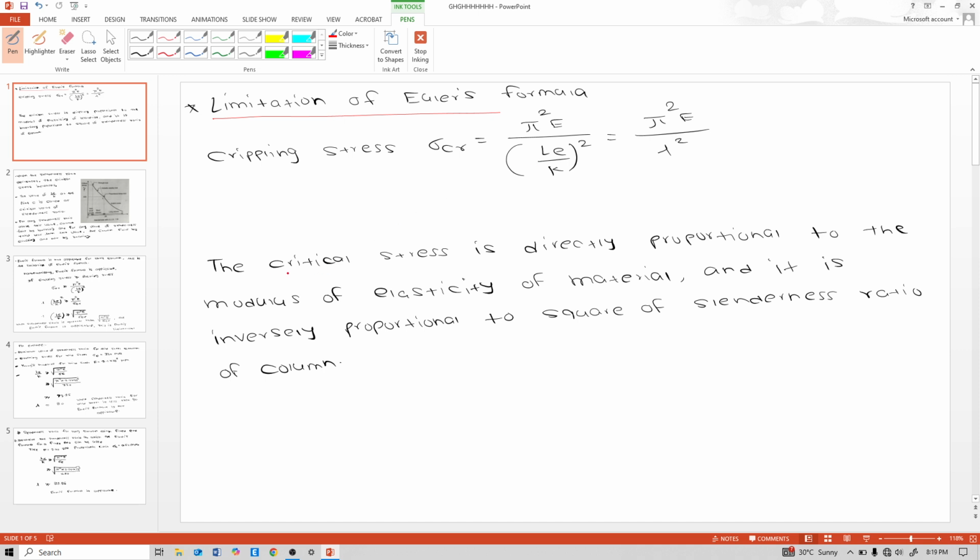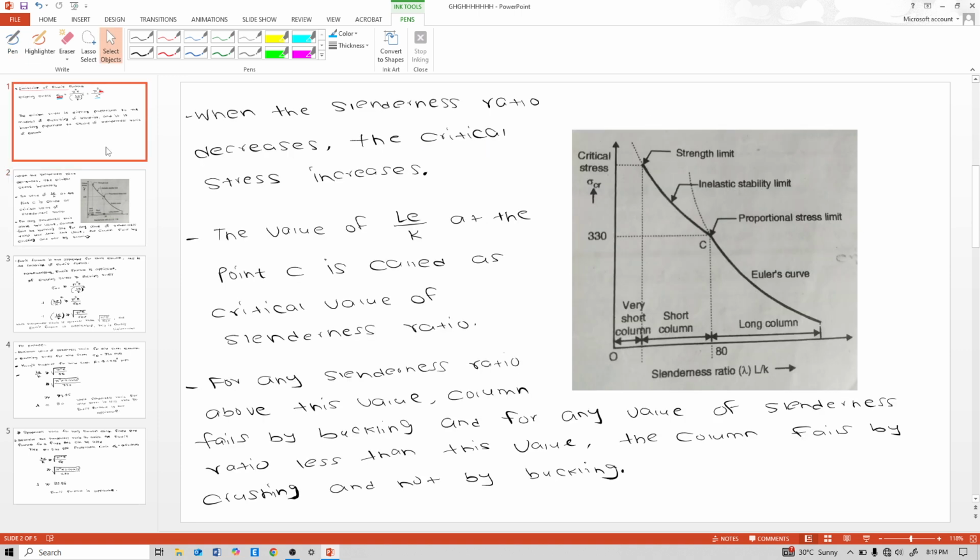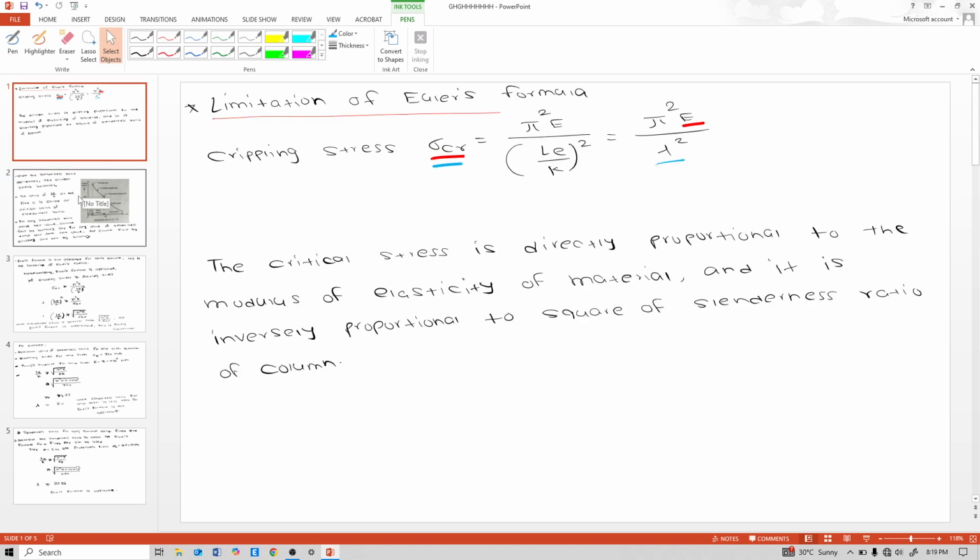See here. The critical stress is directly proportional to the modulus of elasticity of material, and it is inversely proportional to the square of slenderness of column. This is inversely proportional because lambda is in the denominator. So critical stress is directly proportional to modulus of elasticity. Meaning of that is, if modulus of elasticity increases, critical stress also proportionally increases.